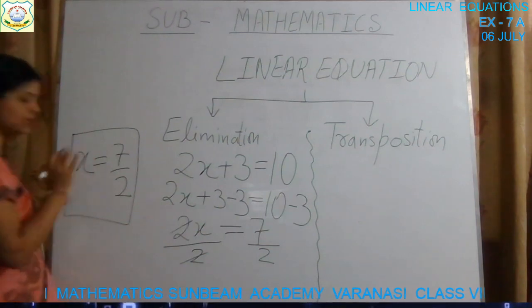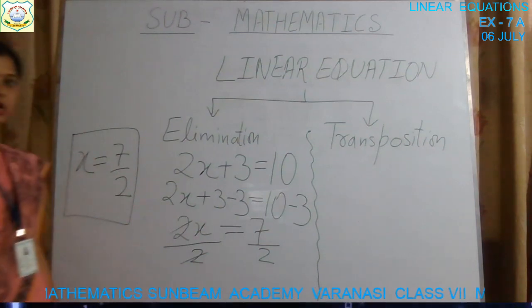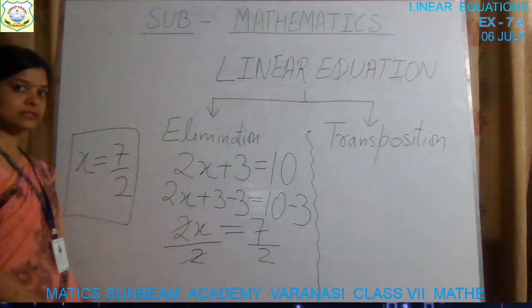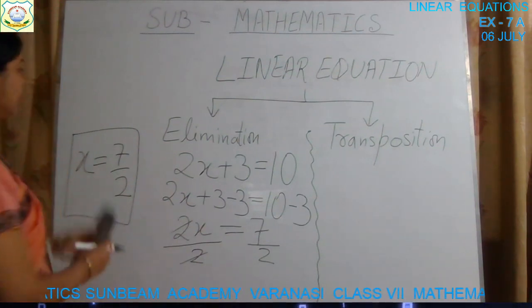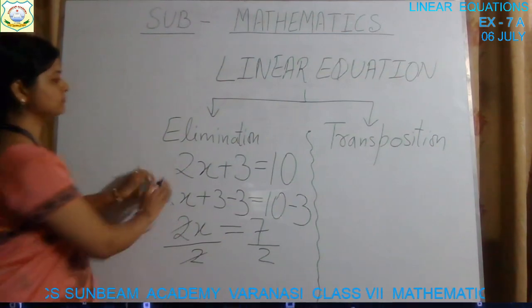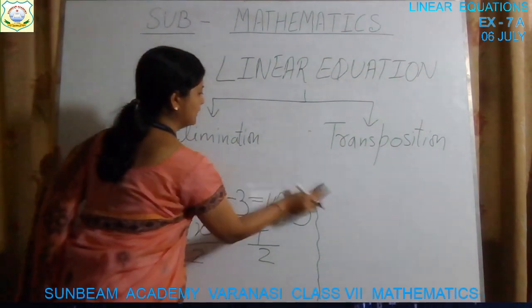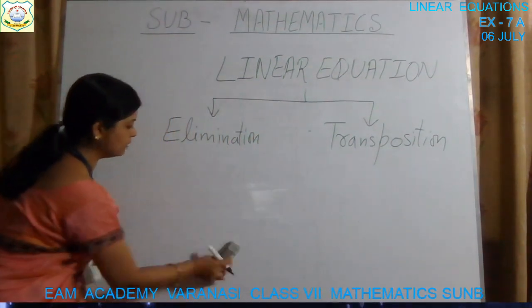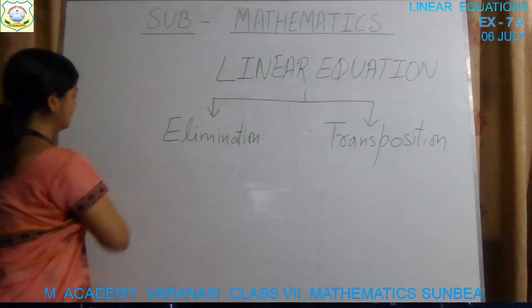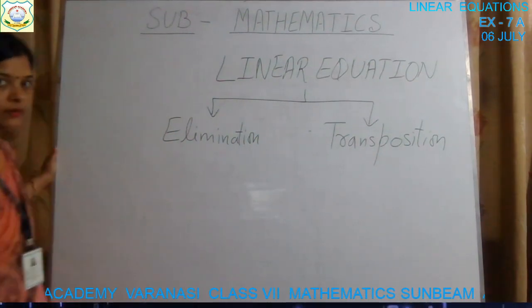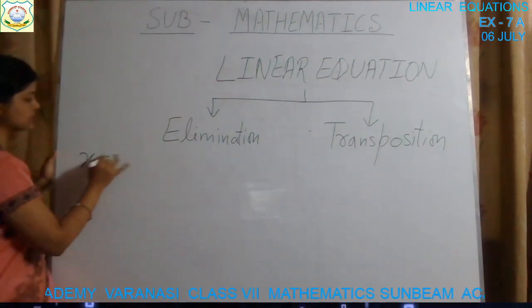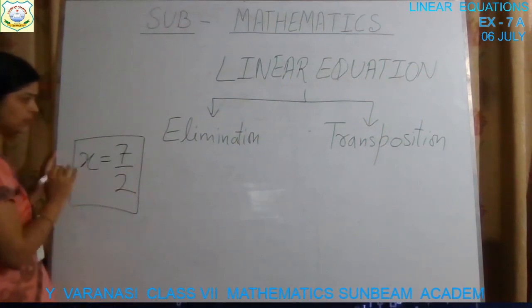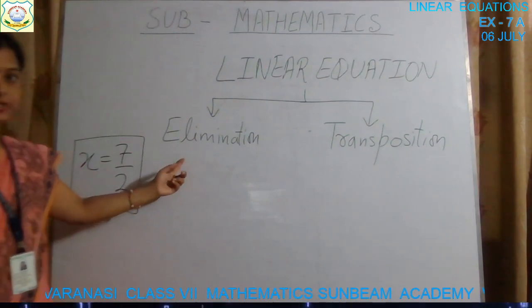So from the elimination method, we can solve in this way. The value of x is now declared. It is 7 by 2. Now children, if you solve by using the transposition method, let me erase it, children, and I am going to solve the value of x by the transposition method. What was our value? x is equal to 7 by 2. Keep it as it is. This is my value when I have found it through the elimination method.